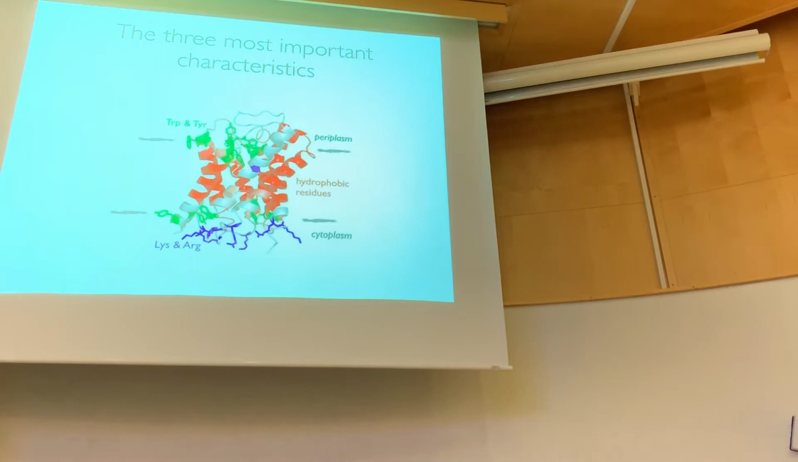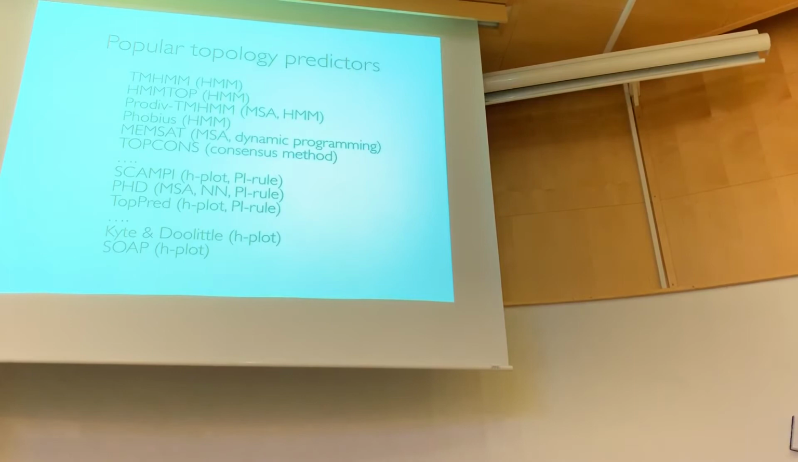So this is just to show you that this has been quite a popular field, to do topology predictors. If we start out at the bottom, these very early predictors, even before the positive inside rule was known, only looked at the hydrophobicity pattern. So they did hydrophobicity plots and tried to predict topology from that. It didn't work. There were too many false positive and too many false negative predictions for the individual helices to get anywhere near a correct topology model for most proteins.